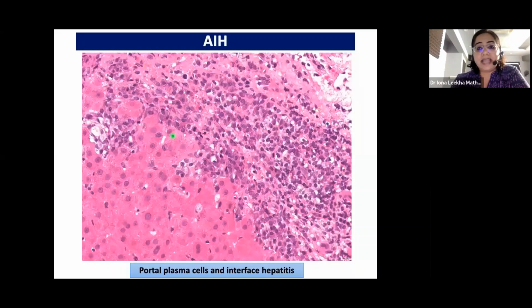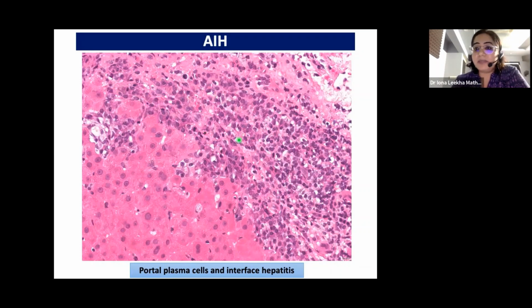Now this is a slide. This is a liver biopsy which shows a portal tract. It shows dense infiltration by predominantly plasma cells. Here you can see these plasma cells with eccentrically placed nuclei and a moderate amount of cytoplasm. All these are plasma cells.